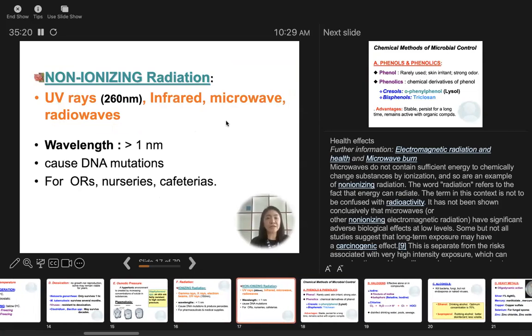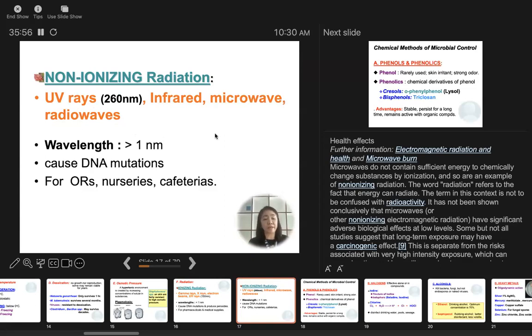Okay, ang non-ionizing radiation, ito yung medyo malalayo yung kanilang distances kasi ang wavelength nila is greater than 1 nanometer. They can also cause mutations pero it would take accumulations para makakause talaga siya ng damage in the genetic material. Okay, so examples, you have the UV rays, nasa 260 nanometers, infrared, microwave, radio waves.